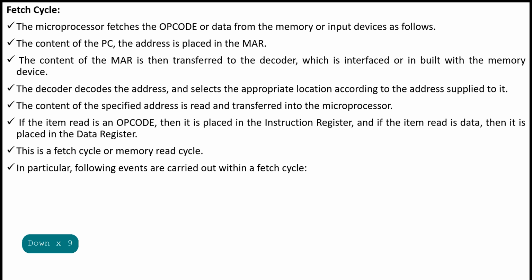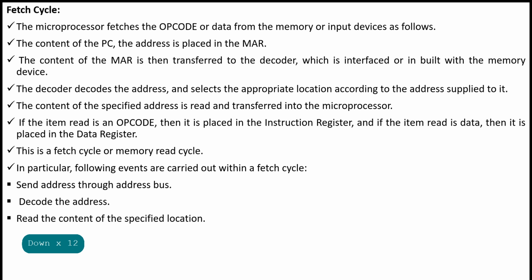In particular, the following events are carried out within a fetch cycle. First, send the address through the address bus and decode the address, read the content of the specified location, and transfer the content of the specified location in the memory to the microprocessor.